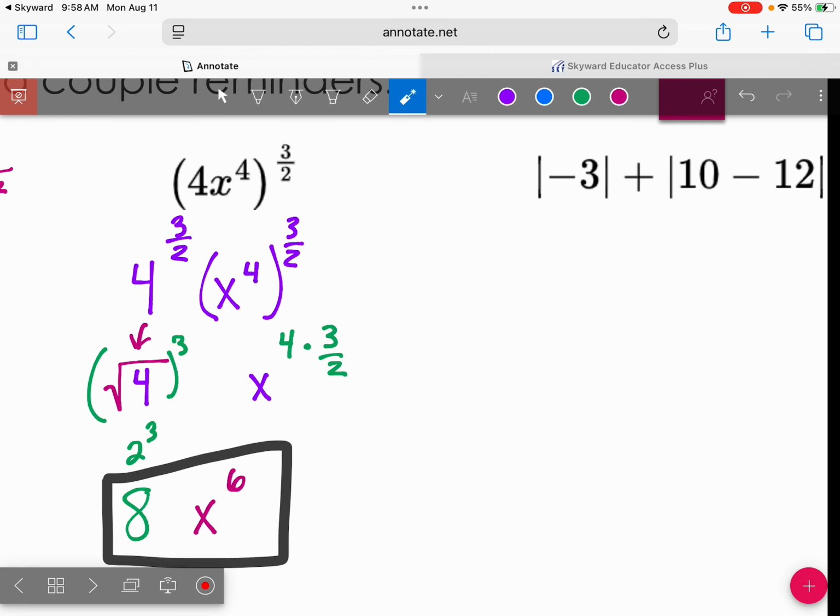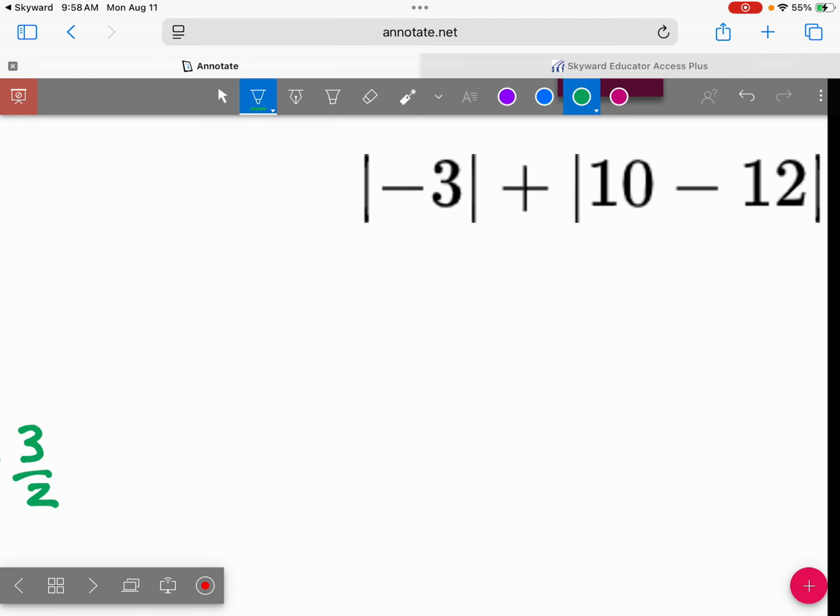And then I think because it was after our domain restriction absolute values, we had some bold choices on our numerical absolute values. So when we're simplifying these, treat your absolute values like they're parentheses. Simplify inside first and then do your absolute value. Because we need to do our absolute value of negative 3. Yeah, we can do that, but we need to simplify 10 minus 12 first. What is 10 minus 12?